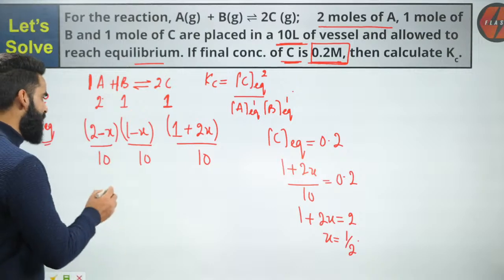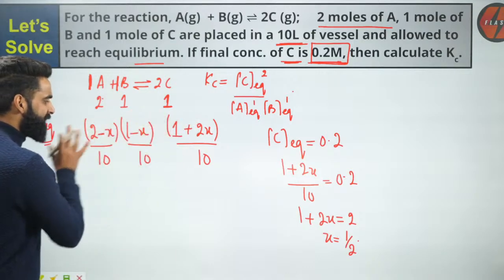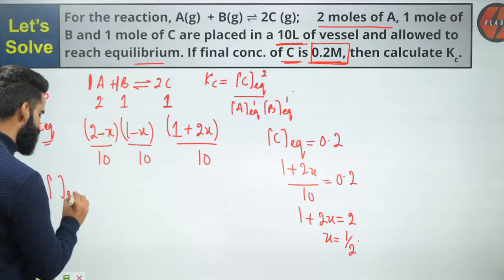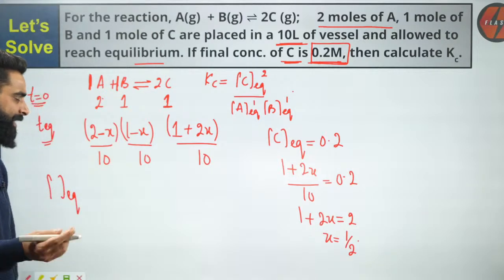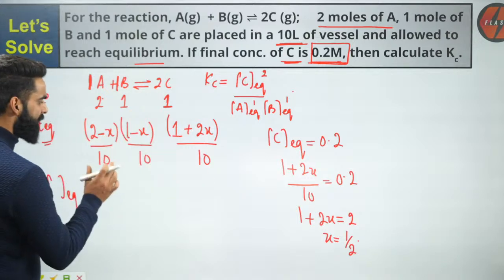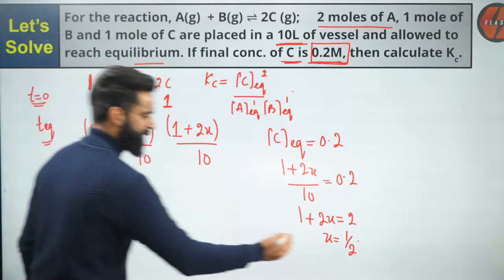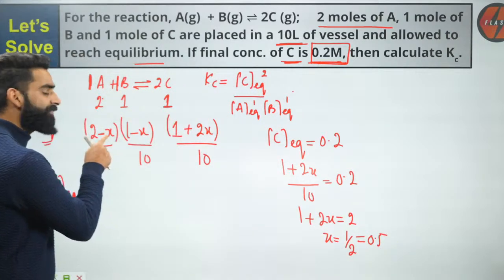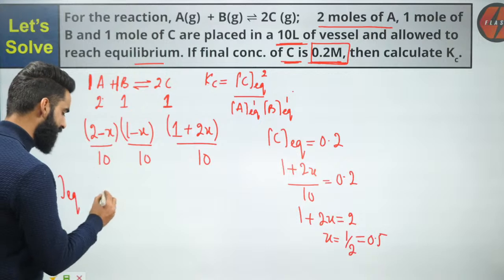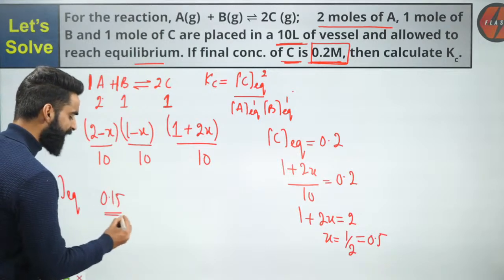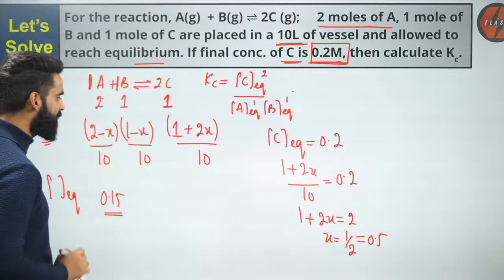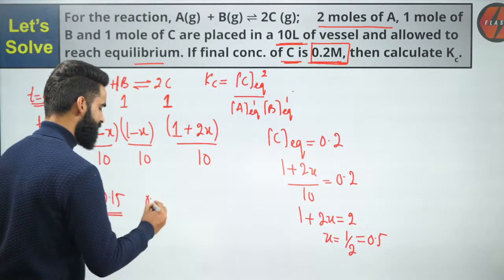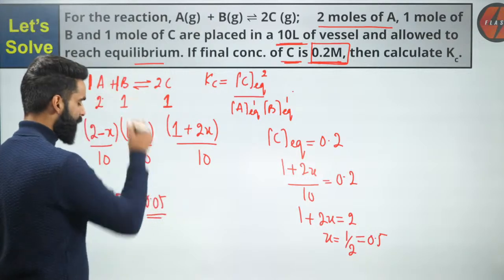Now that I have the value of X, I can put it in these concentrations. Put the value of X as 1 by 2. So this is 2 minus 1 by 2. 1 by 2 is 0.5. 2 minus 0.5 is 1.5. 1.5 divided by 10 is 0.15. So 0.15 is the concentration of A at equilibrium. Similarly, 1 minus 0.5 is 0.5, and 0.5 divided by 10 is 0.05. This is the concentration of B at equilibrium.